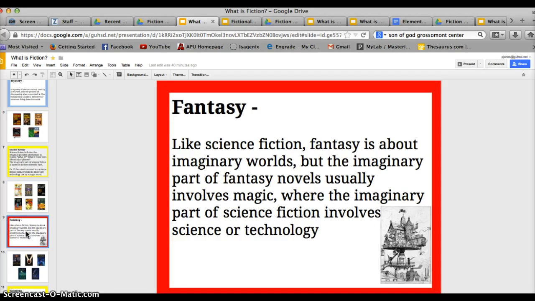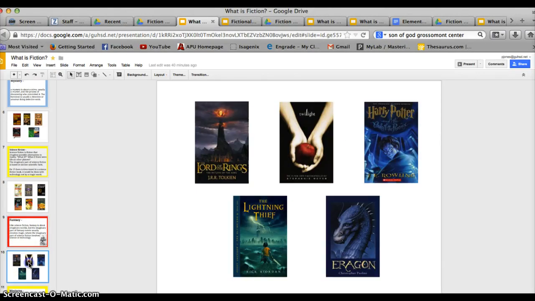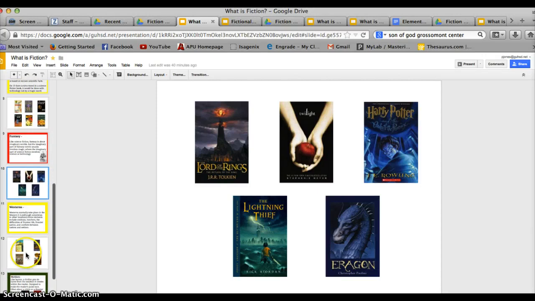Another genre is fantasy. Fantasy focuses on the imaginary. Usually involves magic or parts of science or technology. Twilight, Lord of the Rings, Harry Potter, these are all parts of the fantasy genre.